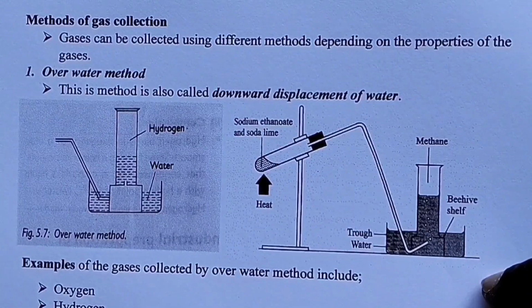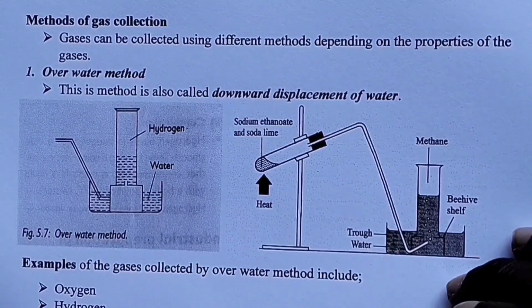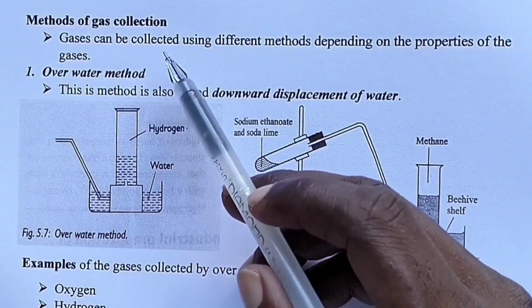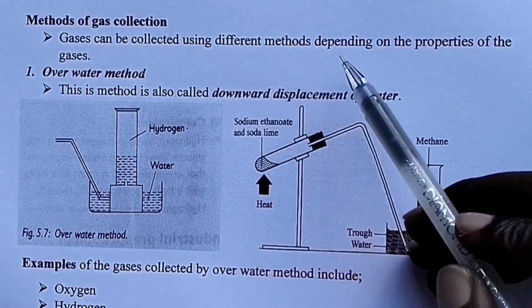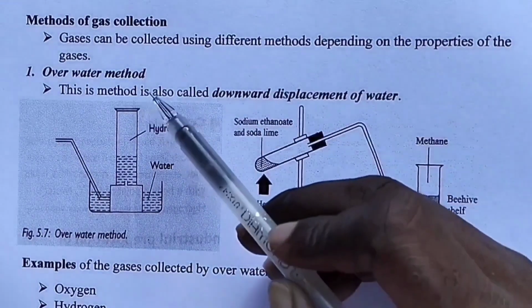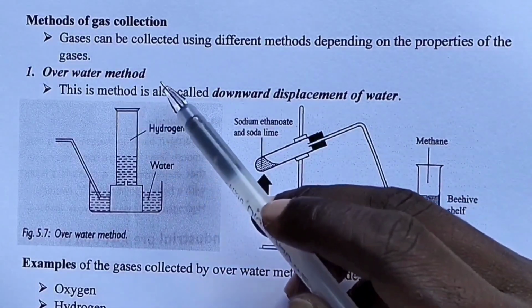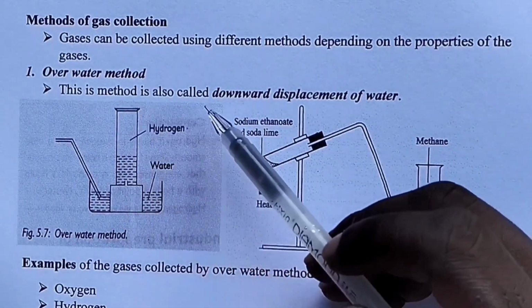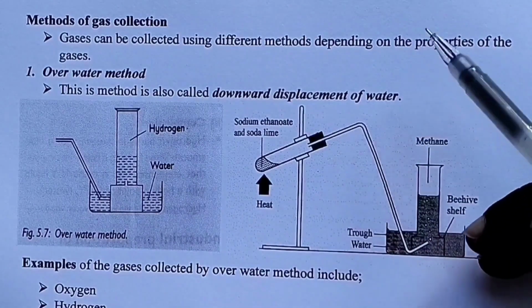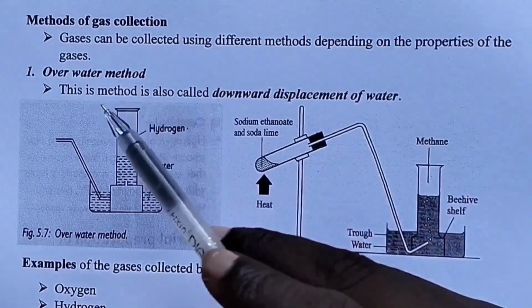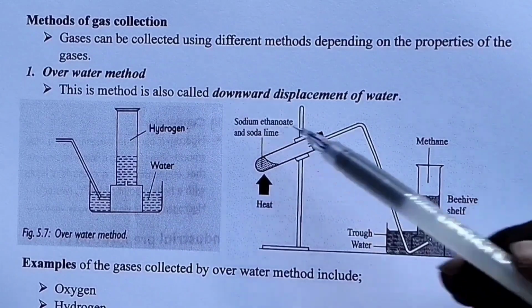Let's go to methods of gas collection. Gases can be collected using different methods depending on the properties of the gases. Number one, we have the over water method. This method is also called downward displacement of water. So the other name of the over water method is downward displacement of water.